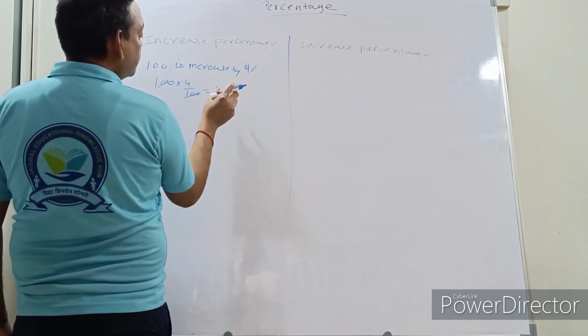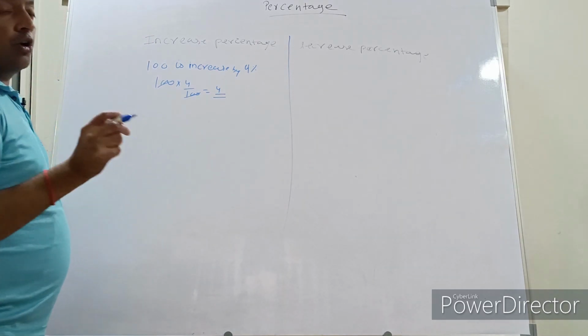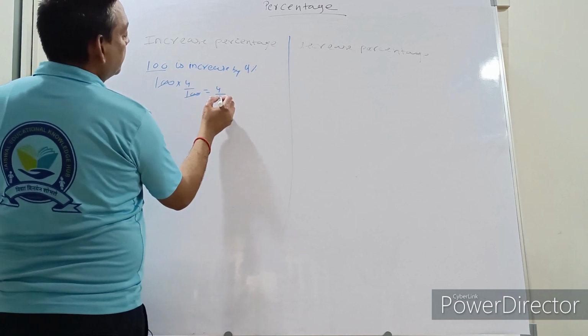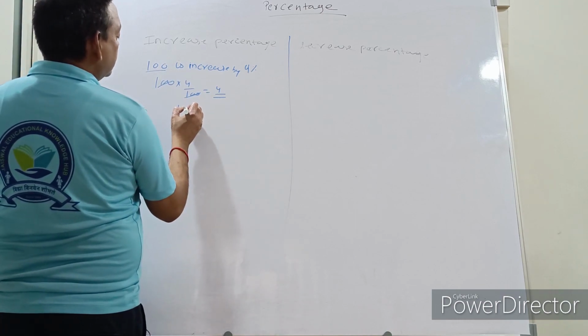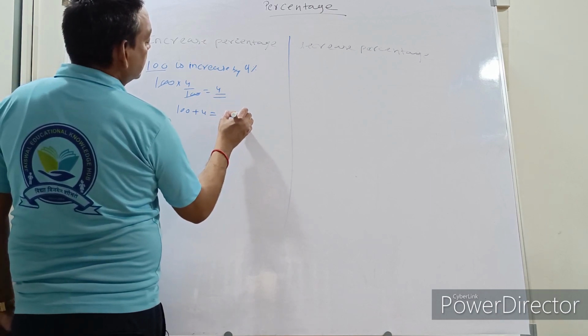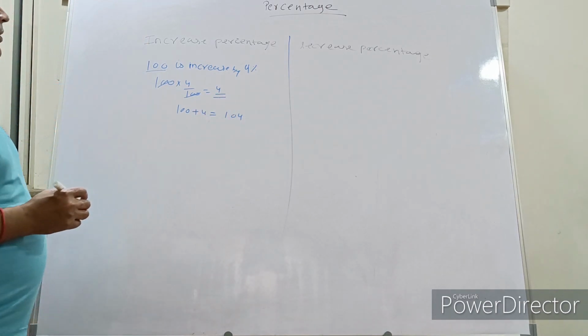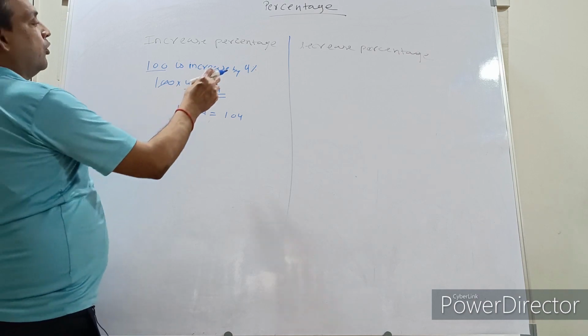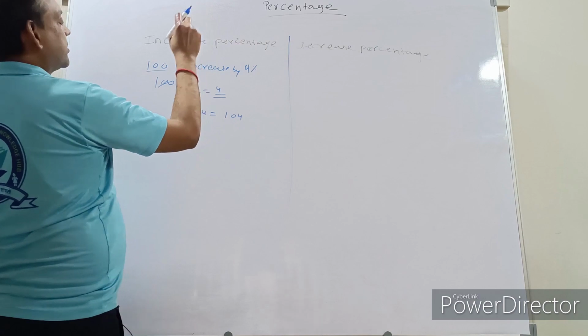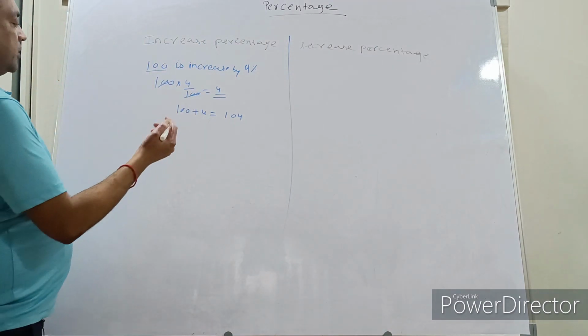How much did it increase by? It increased by 4. What is the new number? That will be the original number plus the increased number, that is 100 plus 4. So the new number will be 104. If a number increases by 4%, it is the original number plus 4% of that number. Okay, so let's do one more sum.